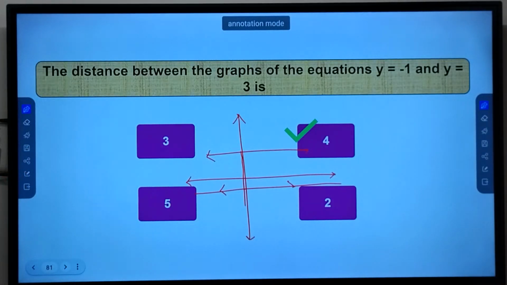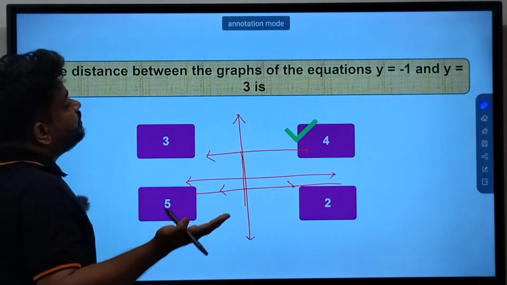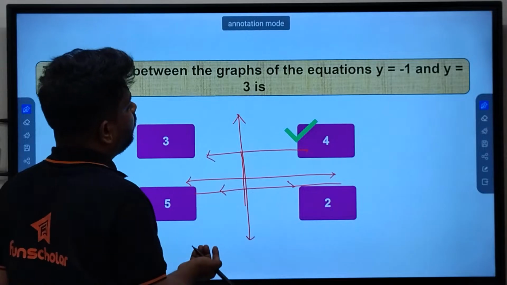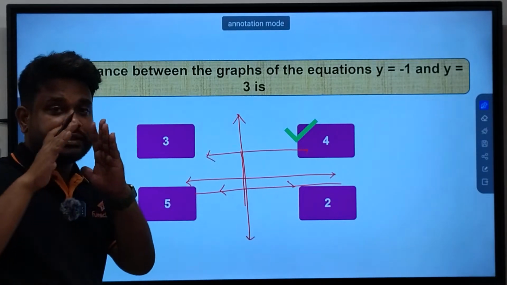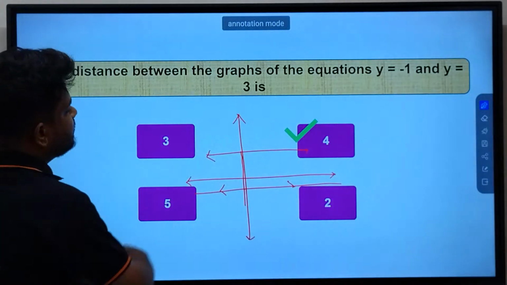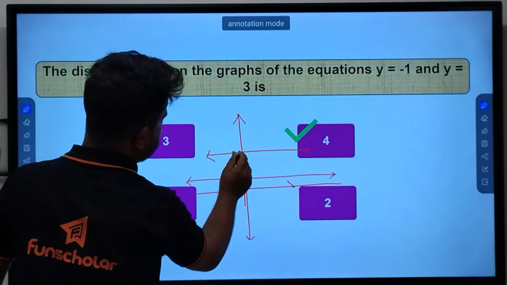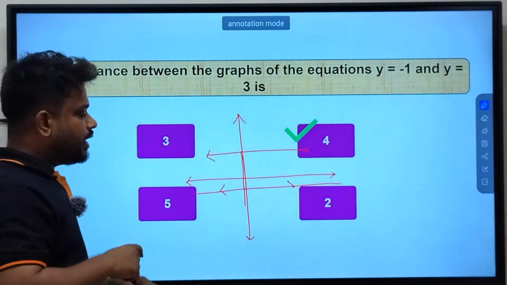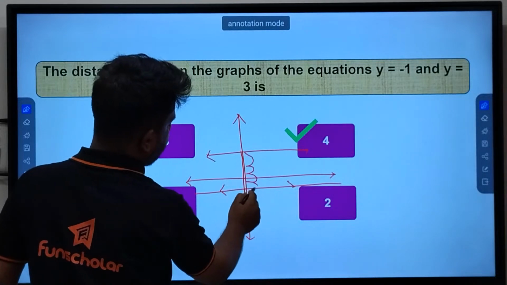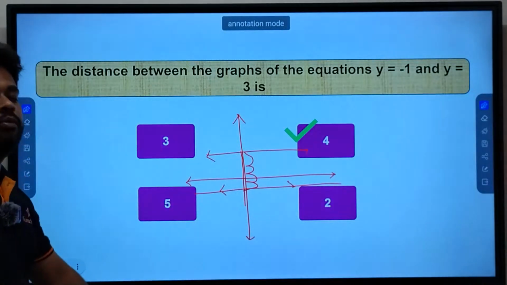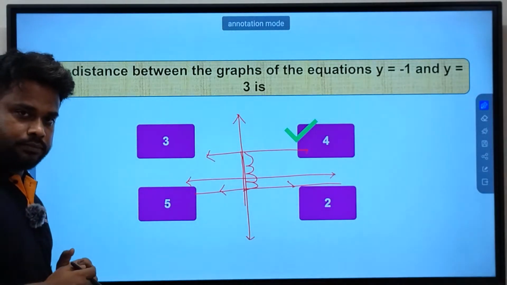Okay, and you can ask me why we are taking this as 4, why it's not 2, or why we always take the modulus value. If you start from here, you have to go this way and it will be 4 units, and if you start from here, you have to take the modulus value which will always be positive, and it will be 4 units, right?